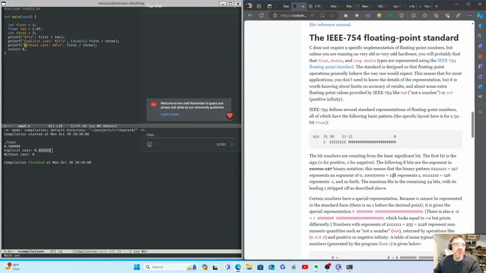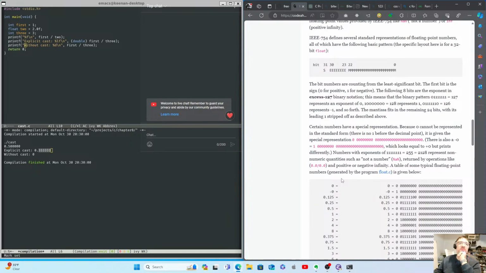10 million equals 128, which represents 1, 0, 0, 0, 0, 0, 0, 0. 126 represents -1, and so forth. The mantissa fits in the remaining 24 bits, with its leading one stripped off as described above.